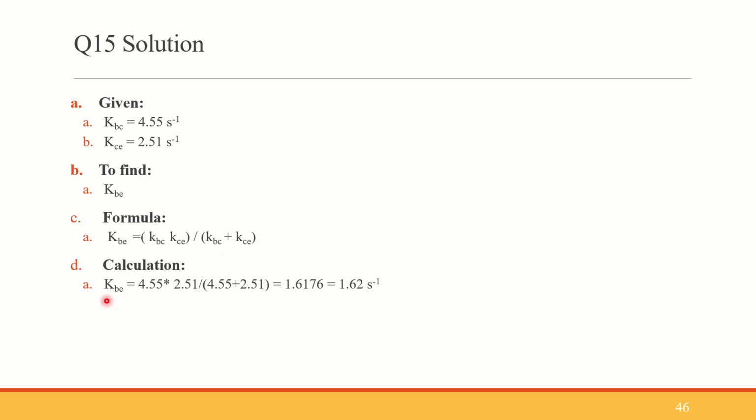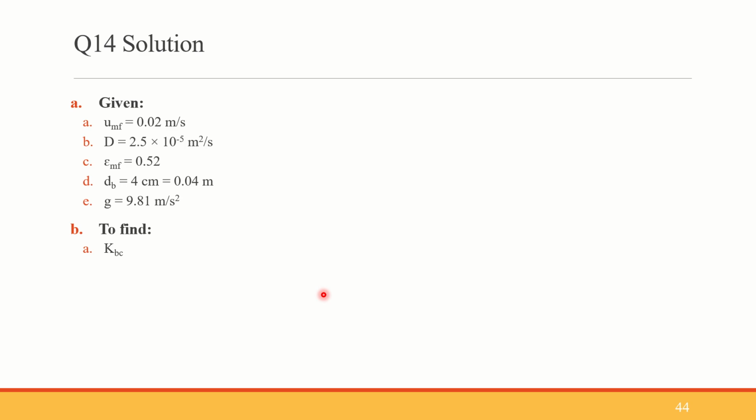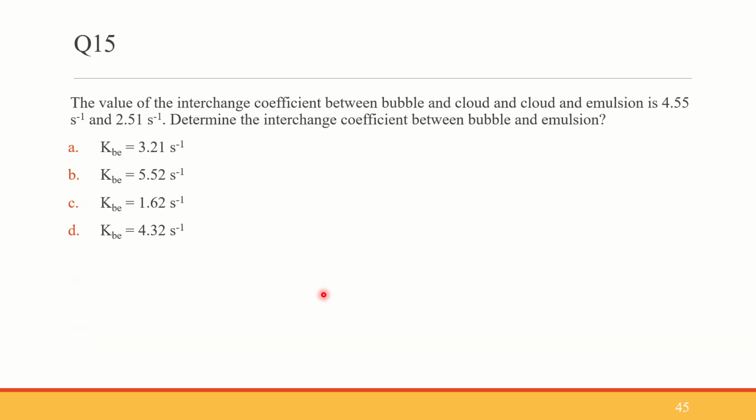So we are just substituting now. KBE is equal to KBC into KCE, that is 4.55 into 2.51 divided by 4.55 plus 2.51, which gives us the answer as 1.6176 or 1.62 per second. So the answer is option C, the right answer.